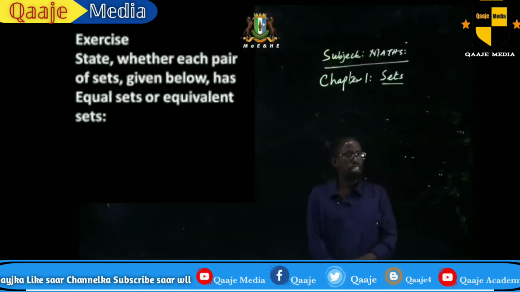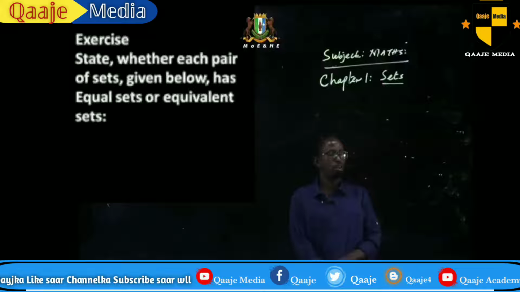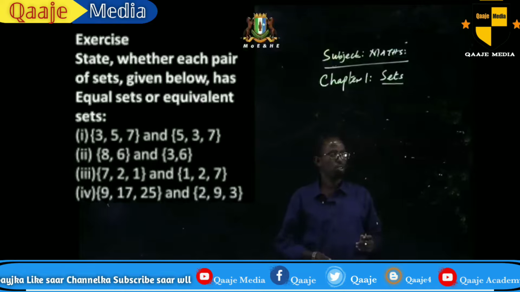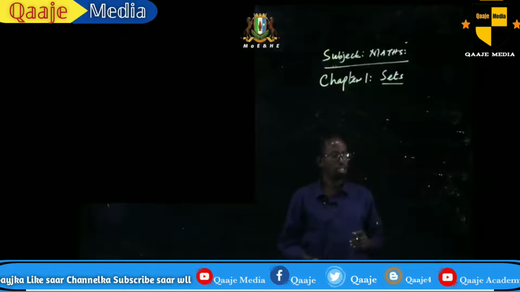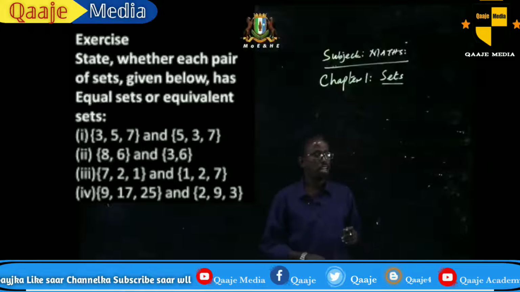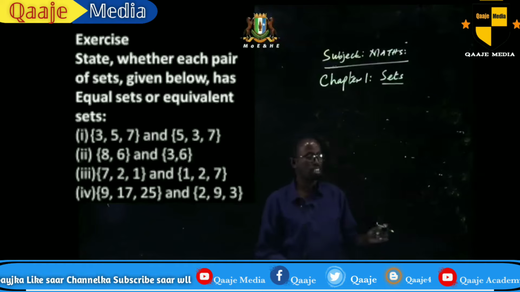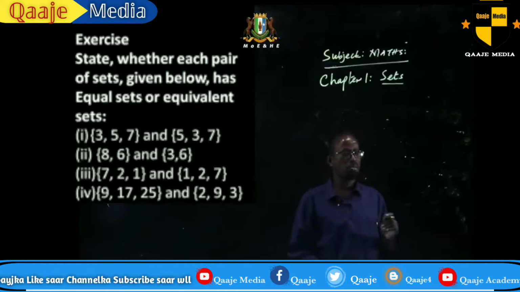Example: state whether each pair of sets given below has equal sets or equivalent sets. Number 1: {2, 3, 5, 7} and {5, 3, 7}... they contain the same elements. So that one becomes an equal set. Next: {8, 6} and {3, 6}. The first set contains 8, 6, the second set contains 3, 6. So therefore these two sets are equivalent because they contain different elements but the same number of elements.